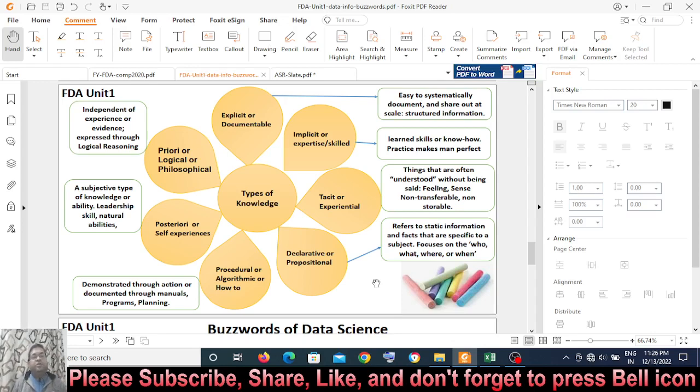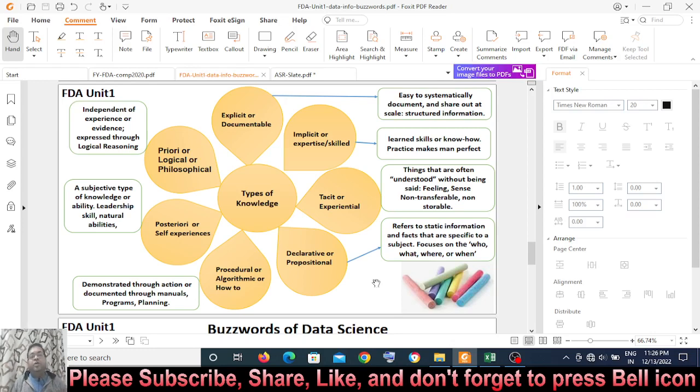Now, these self experiences are different from the tacit self experience. This means when you become the boss of some company, or when you get some new responsibility, the first time you may not work properly, but as soon as you come to know the system, you start becoming more expert in that particular thing. So that's a subjective type of knowledge, like natural abilities such as leadership qualities. This comes in posteriori or self-experience knowledge. The tacit is also self-experience, but at a much higher level.